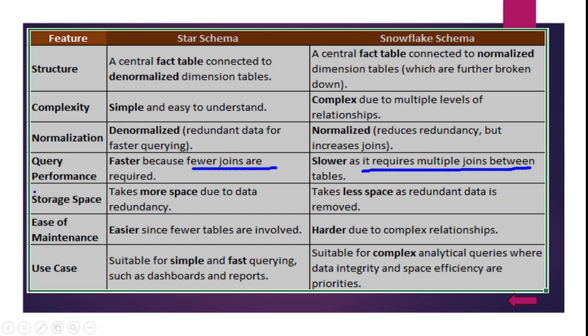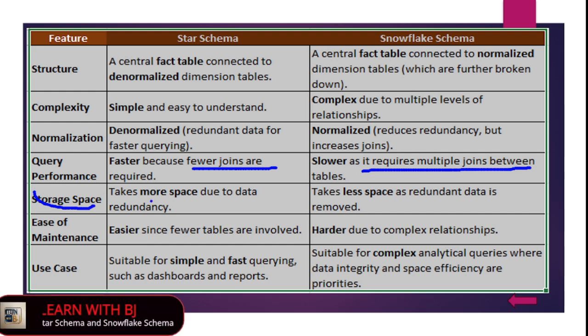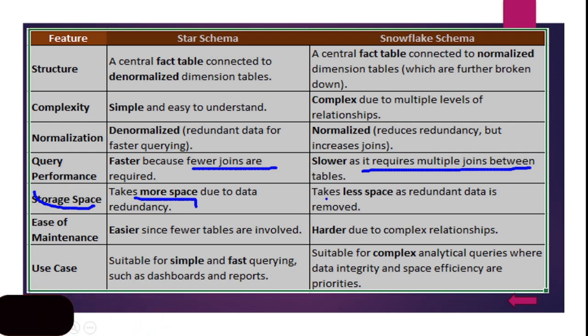Then when we come to storage space, star schema takes more space due to data redundancy. Then this other one takes less space due to data being normalized. There is no redundant data, it has been removed, or rather the redundant data within a given table is being broken down to another table to form another dimension table.